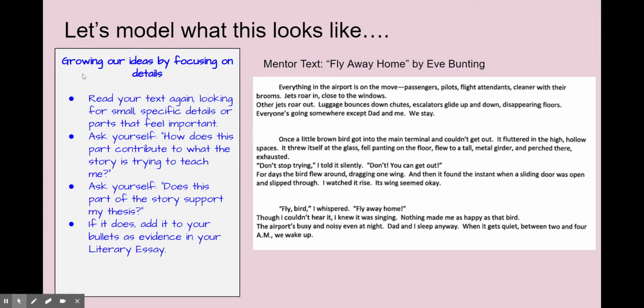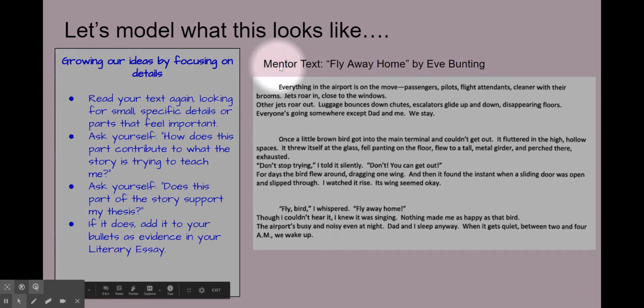So let's look at our anchor chart before we look at our mentor text. We're going to be growing our ideas by focusing on details. The first step is to read your text again, looking for small specific details or parts that feel important. Ask yourself, how does this part contribute to what the story is trying to teach me? Then ask yourself, does this part of the story support my thesis? And if it does, add it to your bullets as evidence in your literary essay.